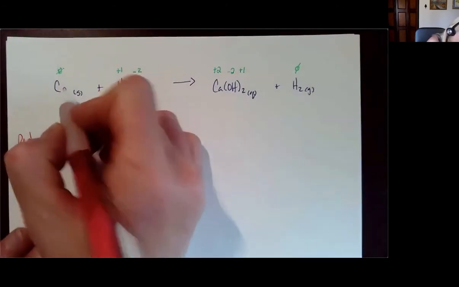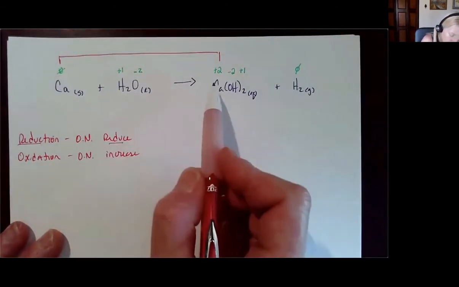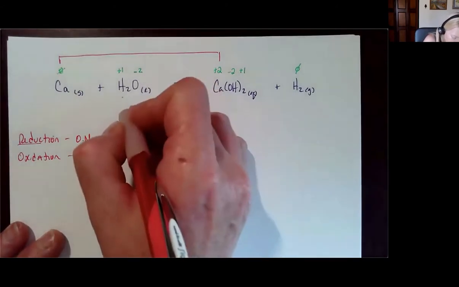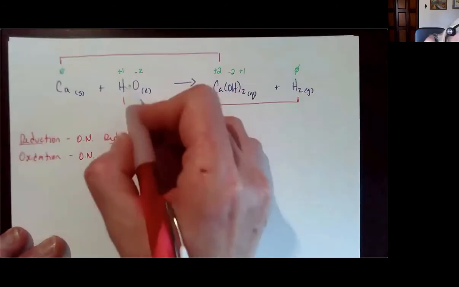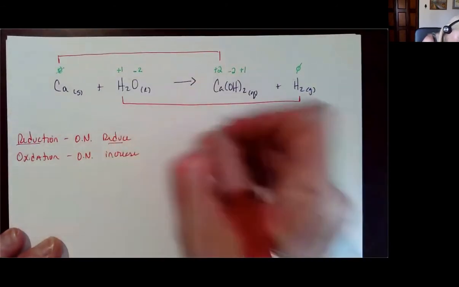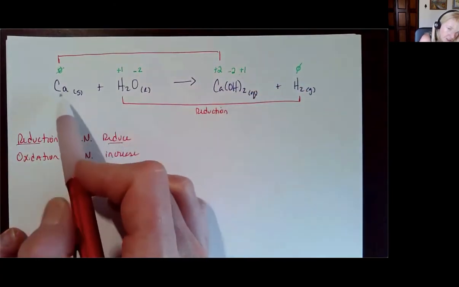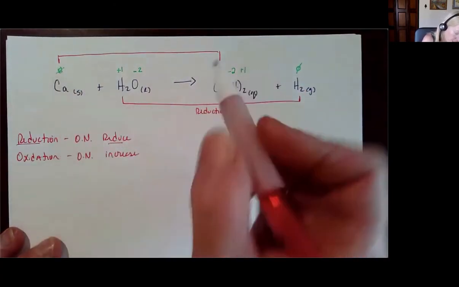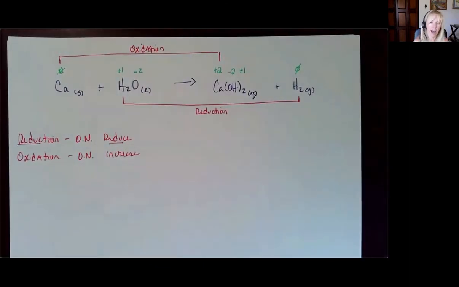So I have calcium goes from 0 to +2. That is 1/2 of my redox. And hydrogen goes from +1 to 0. So in this example, this is being reduced, my oxidation number here. This is my reduction half. And calcium is increasing because it's going from 0 to +2. It's my oxidation half. So I can break this out into half reactions.